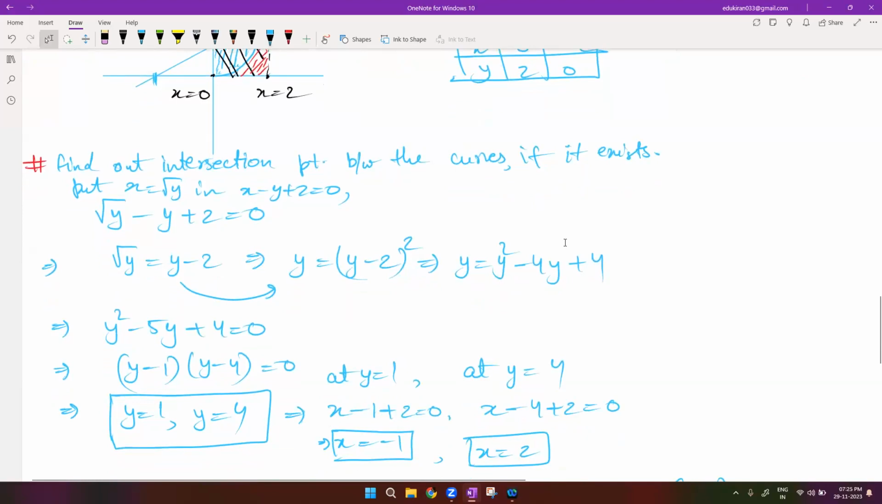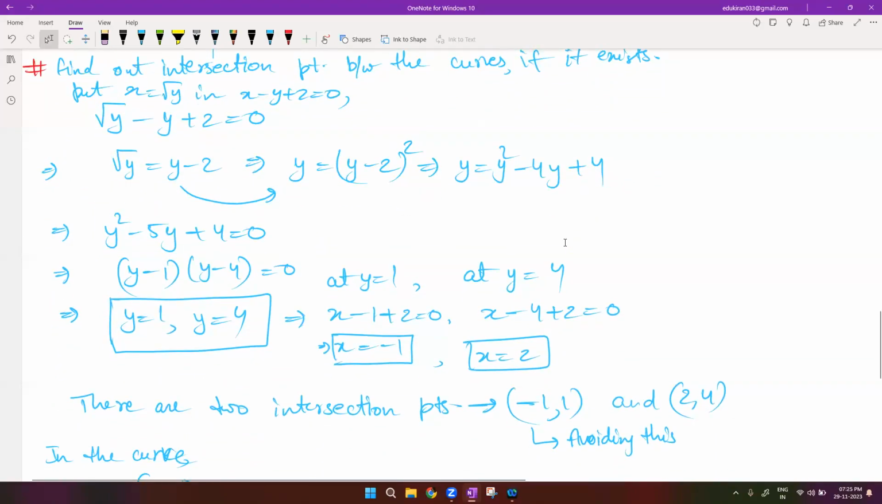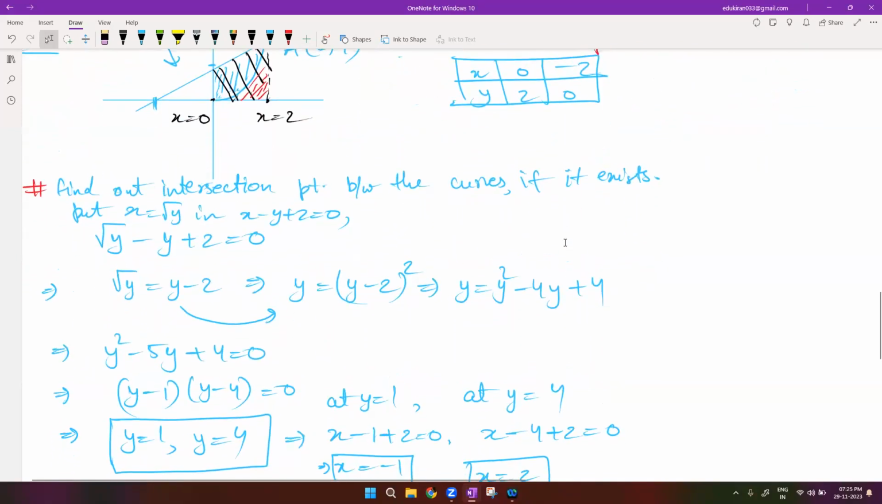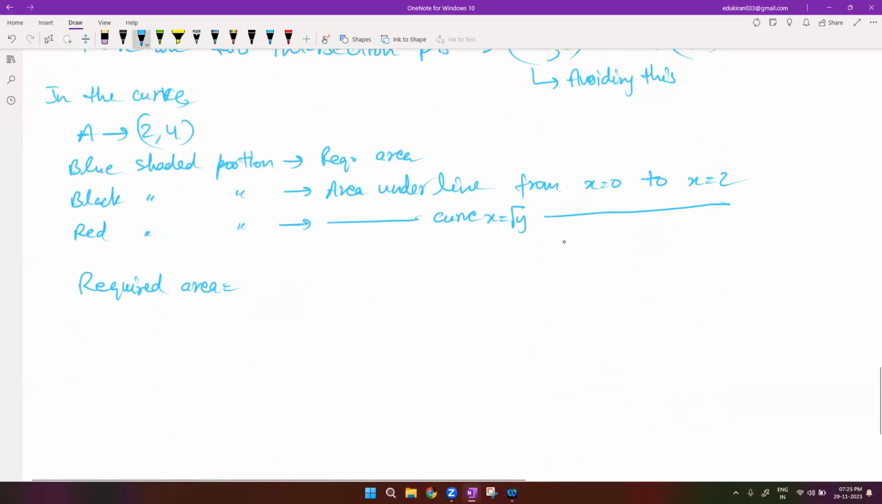But I have to change that equation as y is equals to f(x), right? I know that the equation of the line is x minus y plus 2 is equals to 0. So I can write this as y is equals to x plus 2, if you take y to the right hand side. And this curve is x is equals to root y. If I want to find out the value of y from this, it will be y is equals to x square. Correct?